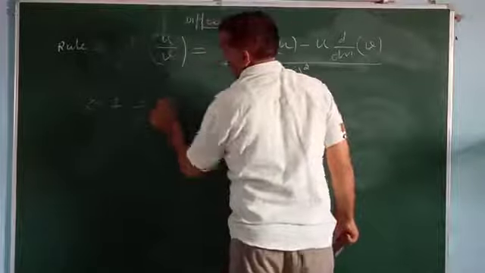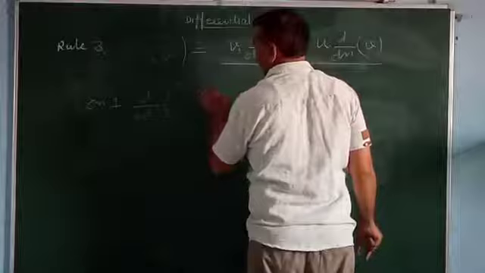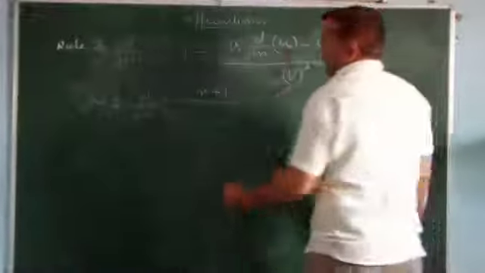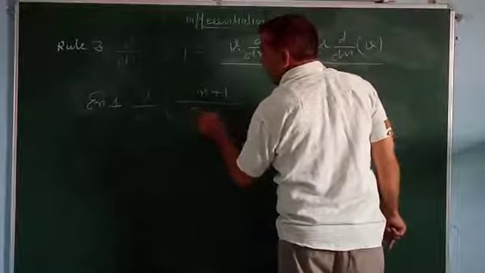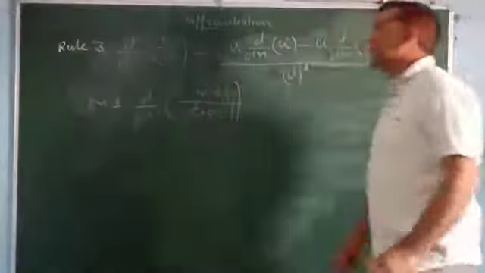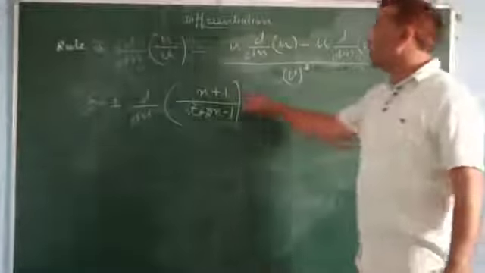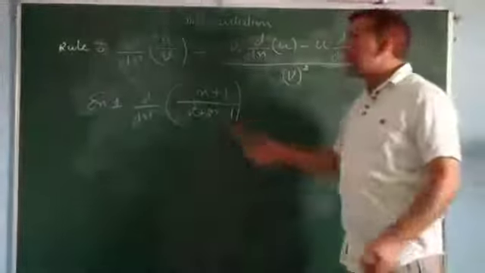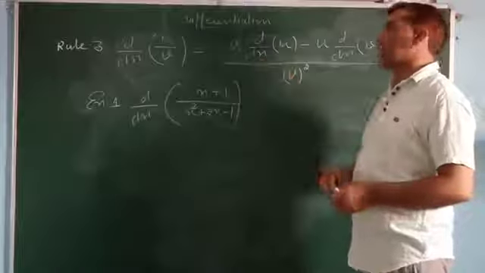dy dx of x plus 1 upon x square plus 2x minus 1. We have to find the derivative of this quotient, which is in the form of u upon v. Friends, I hope you are understanding. Let us do this quotient using the quotient rule.